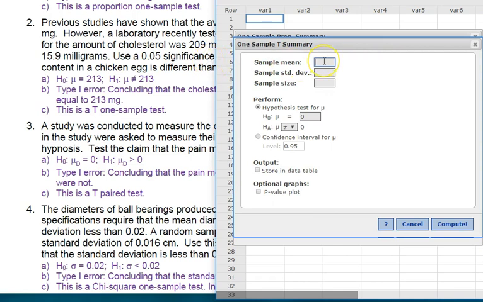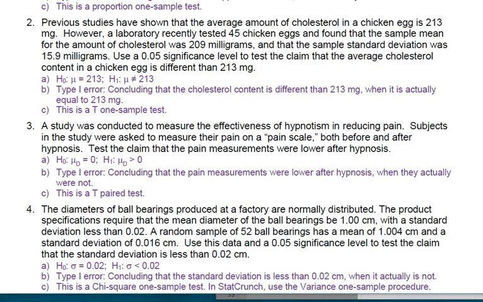Notice how it fits the information that we have. So it's asking for a sample mean, sample standard deviation, and a sample size, which we were given all those things in the problem. And here's what our hypothesis tests are supposed to look like. If we were doing this in StatCrunch, we would make that a 213, and we would leave this as a not equal to. Let's look at number 3.